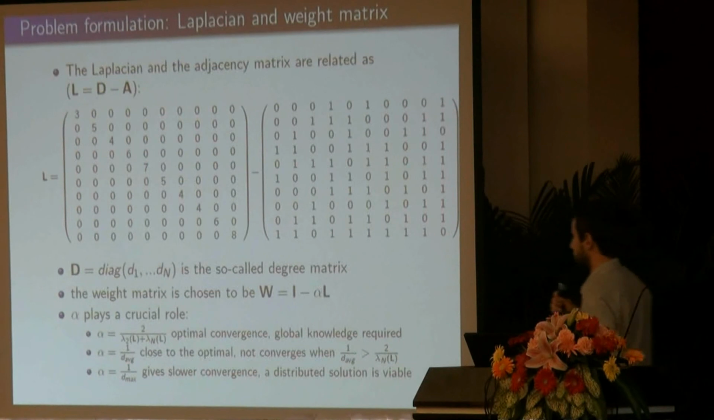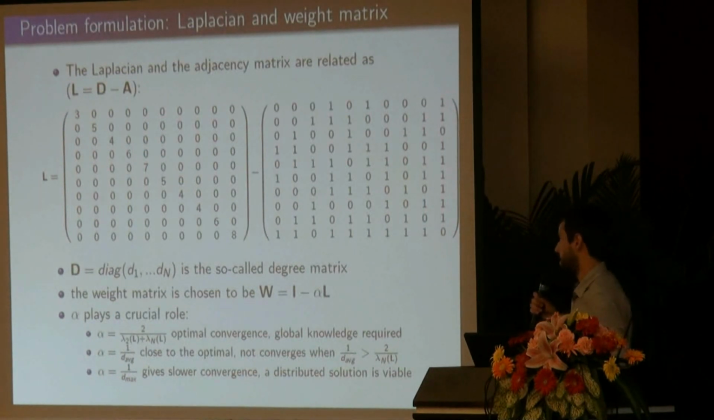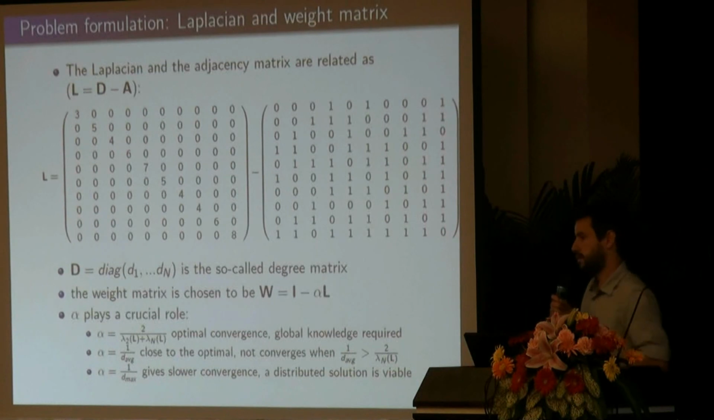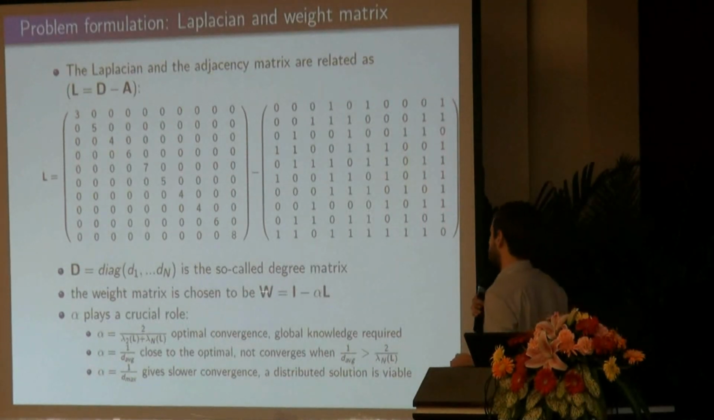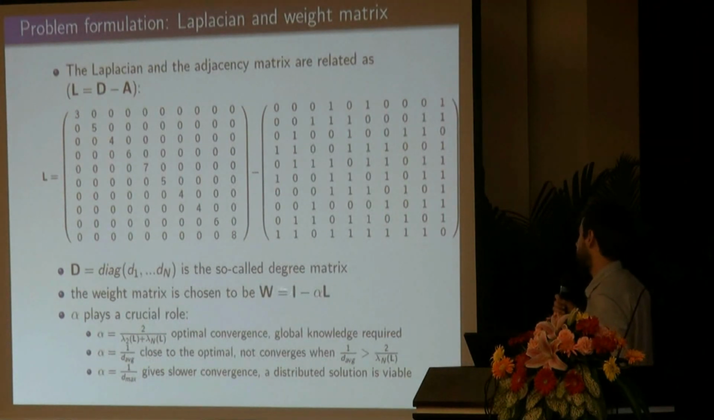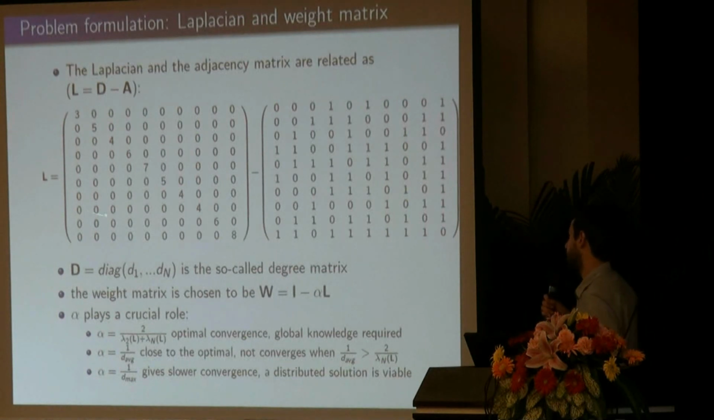Another important matrix that we define is the Laplacian, which is the difference between the degree matrix, which defines the number of communications of each node in the diagonal, and the topology matrix that we defined before. And as we are trying to mix the information, we need to define this matrix, which is the one that defines how the information is mixed. We define this matrix as the identity minus a constant alpha times the Laplacian, which is important for the convergence.